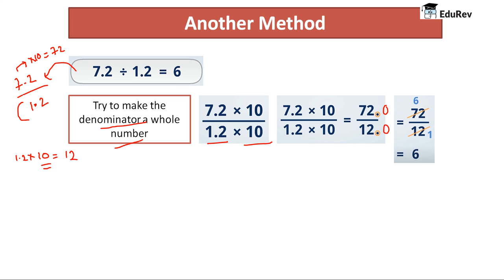Hence, by another method, we are converting the denominator into a whole number, and we are multiplying the denominator by such a number that it becomes a whole number. Also, we are multiplying the numerator by the same number which we are multiplying the denominator, so that the same number gets cancelled and does not affect the value of this. Hence, the correct answer is 6.